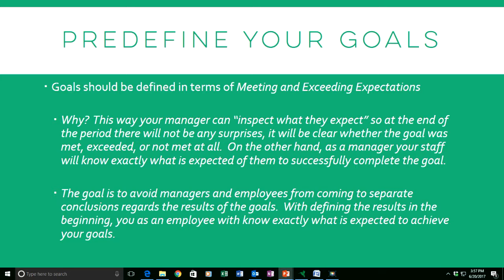The goal is to avoid managers and employees coming to separate conclusions regarding the results of the goal. With defining the results in the beginning, as an employee, you will know exactly what is expected to achieve your goals. Make your best attempt at defining the meeting and exceeding expectations. All goals need to be approved by your manager. Thus, you do not have to worry about finalizing them at this time. However, you must submit them for review by your manager.